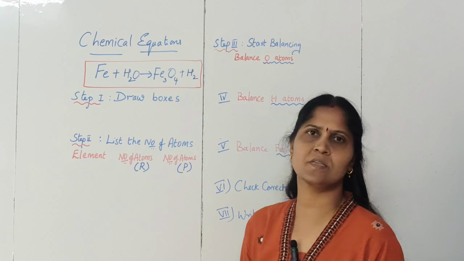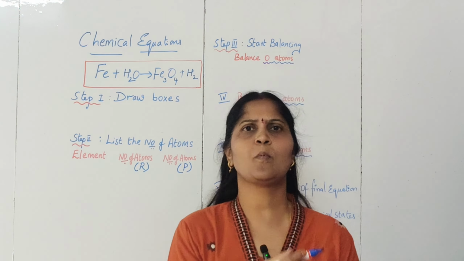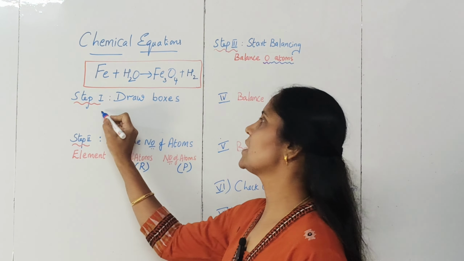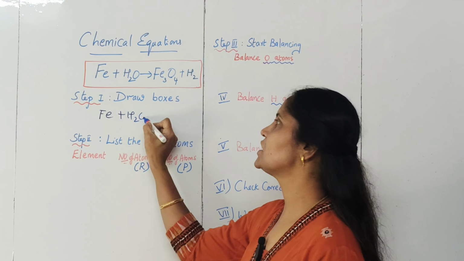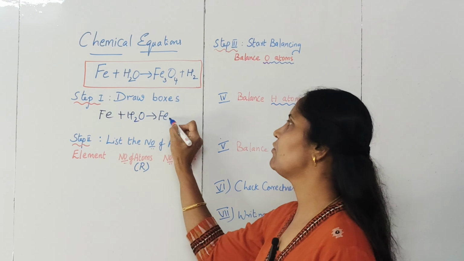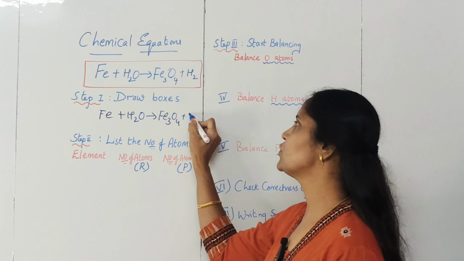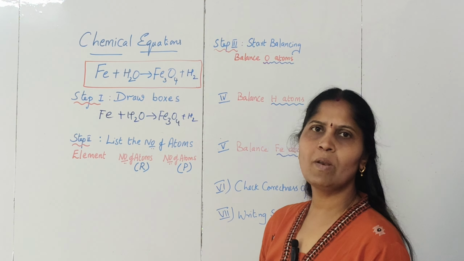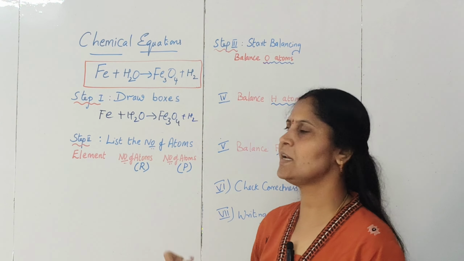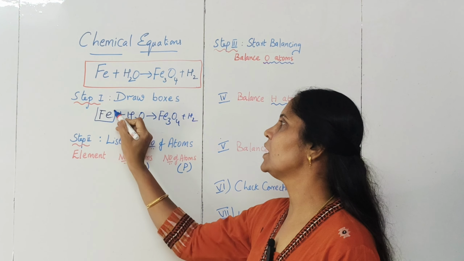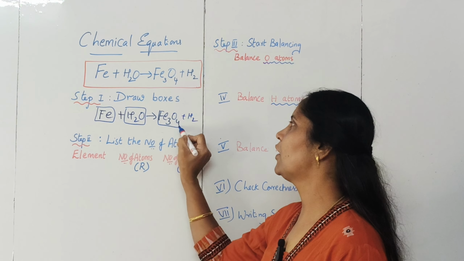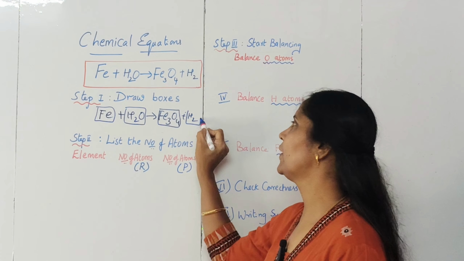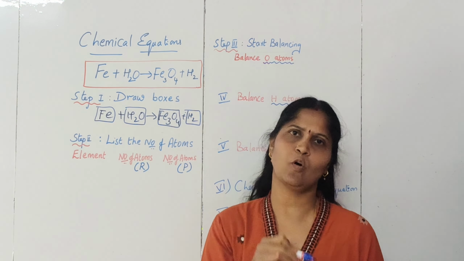First, draw boxes. Where to draw boxes? We have to draw boxes around each of the formula. So this is our equation, Fe3O4 plus H2. When we draw boxes, we draw them around each of the formula without disturbing any of the formula. So just draw the boxes. This is the first step.